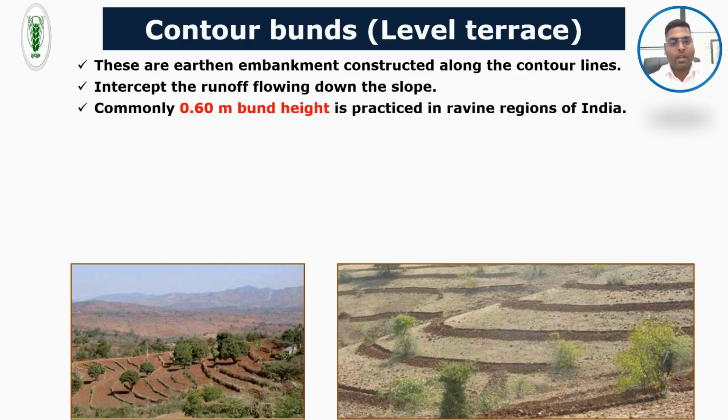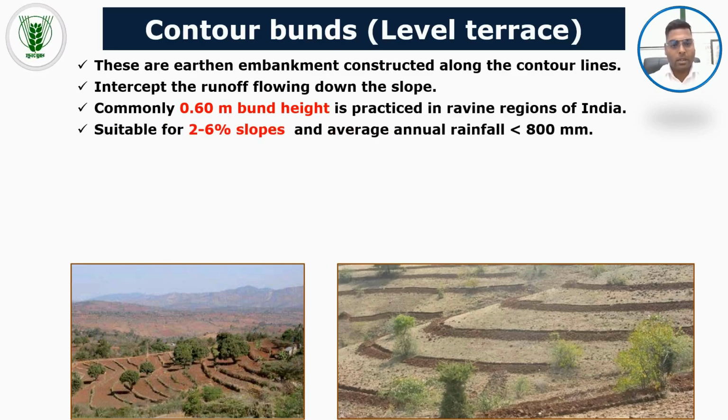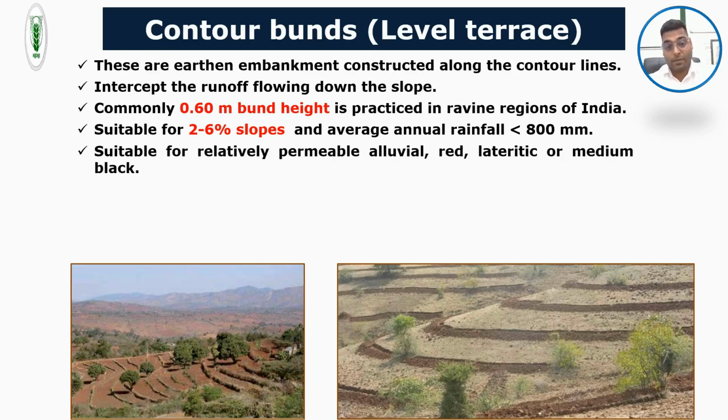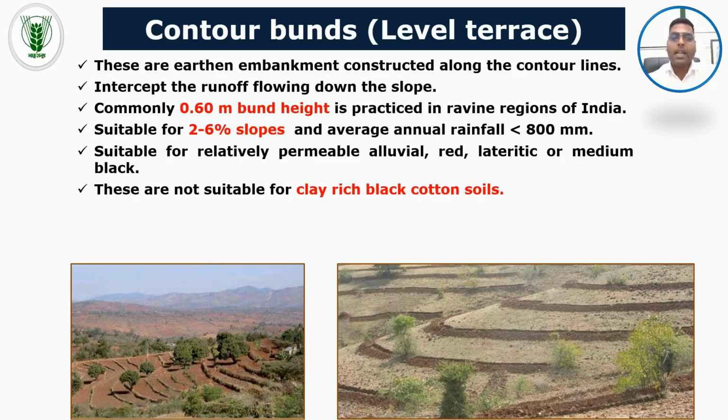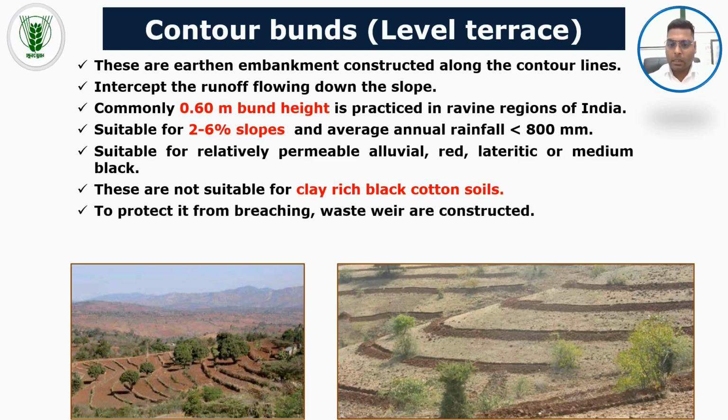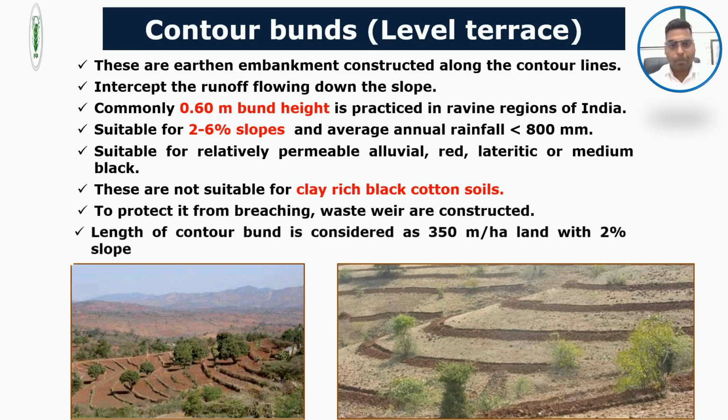They are suitable for relatively permeable soils like alluvial, red, lateritic or medium black soil. The most important thing is that they are not suitable for clay-rich black cotton soils. To protect the contour bund from breaching, waste weirs are constructed, and the length of contour bund is considered as 350 meter per hectare with 2% slope.